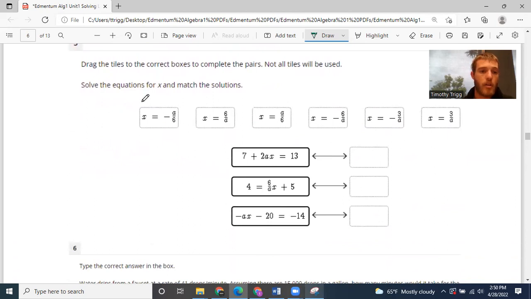Okay. Solve the equations for X and match the solutions.